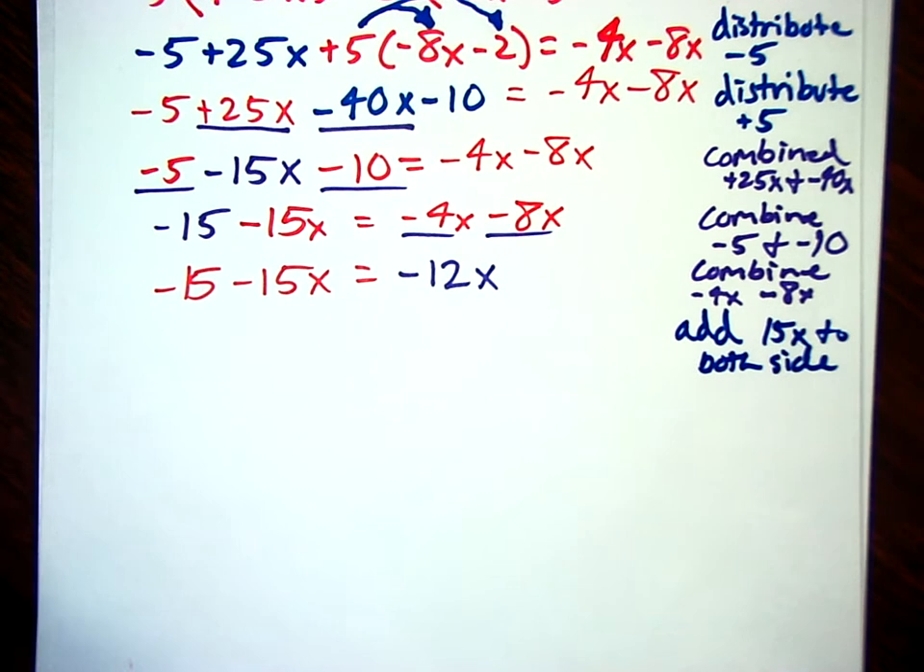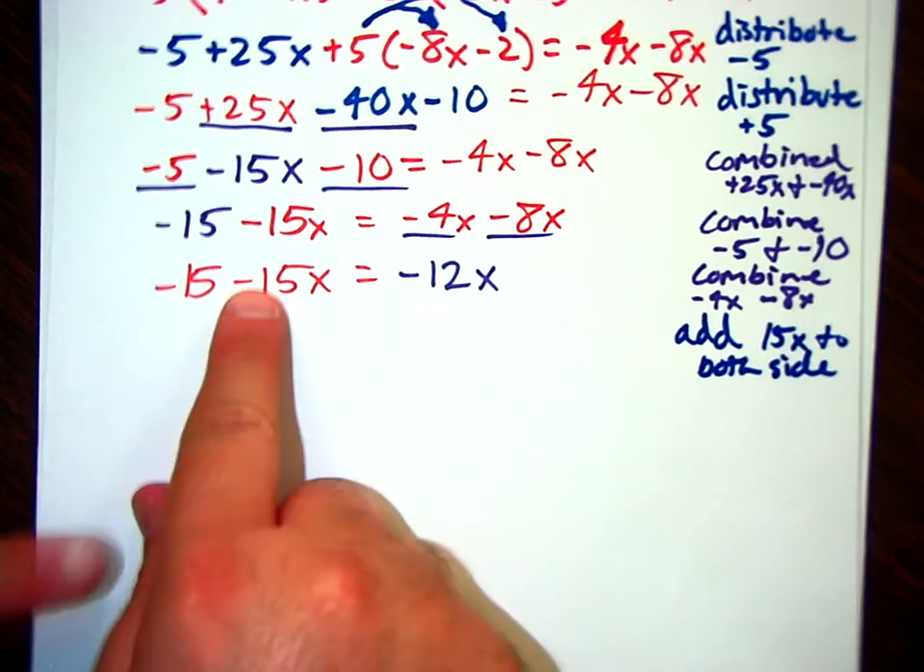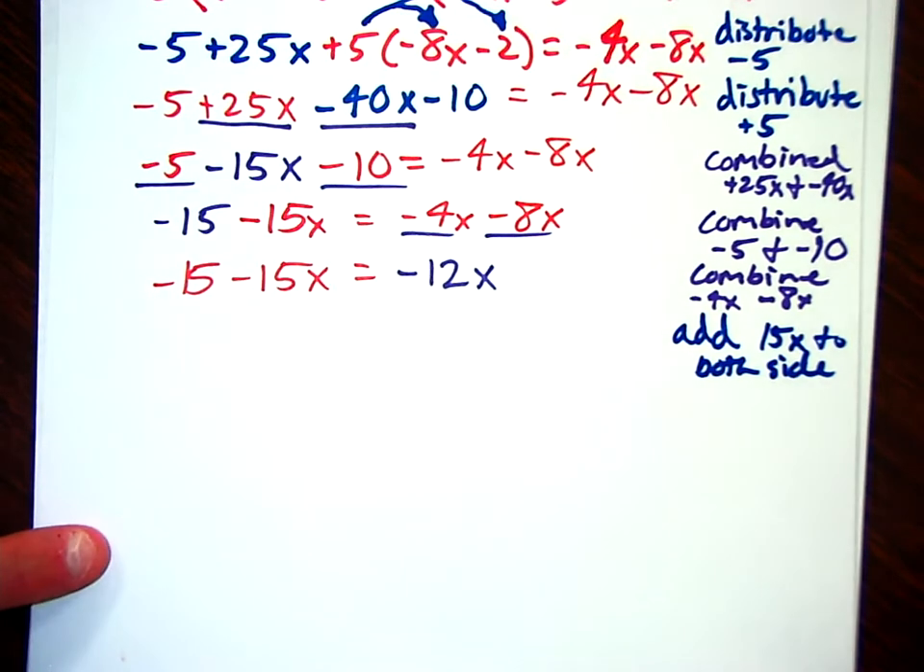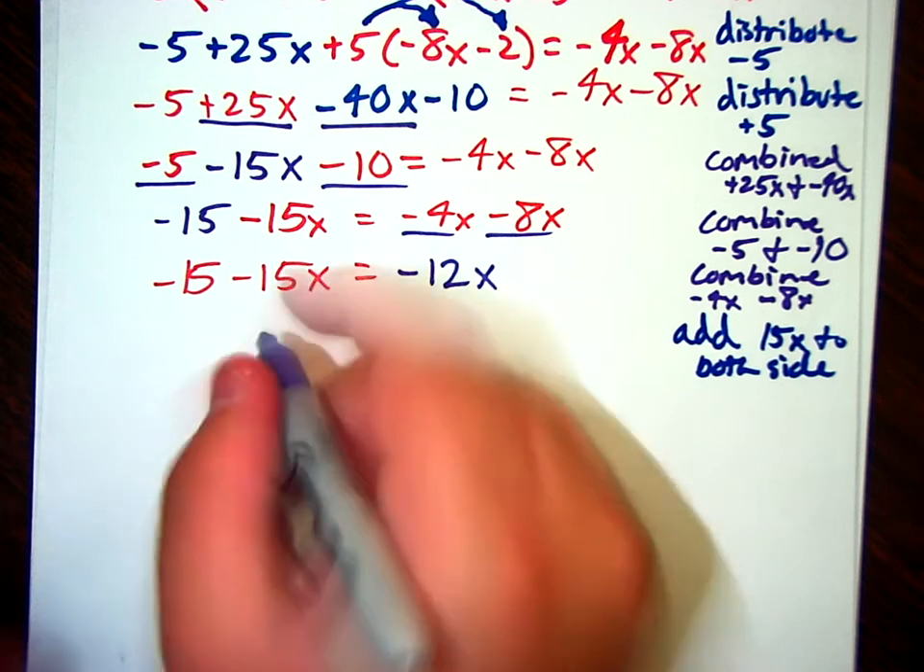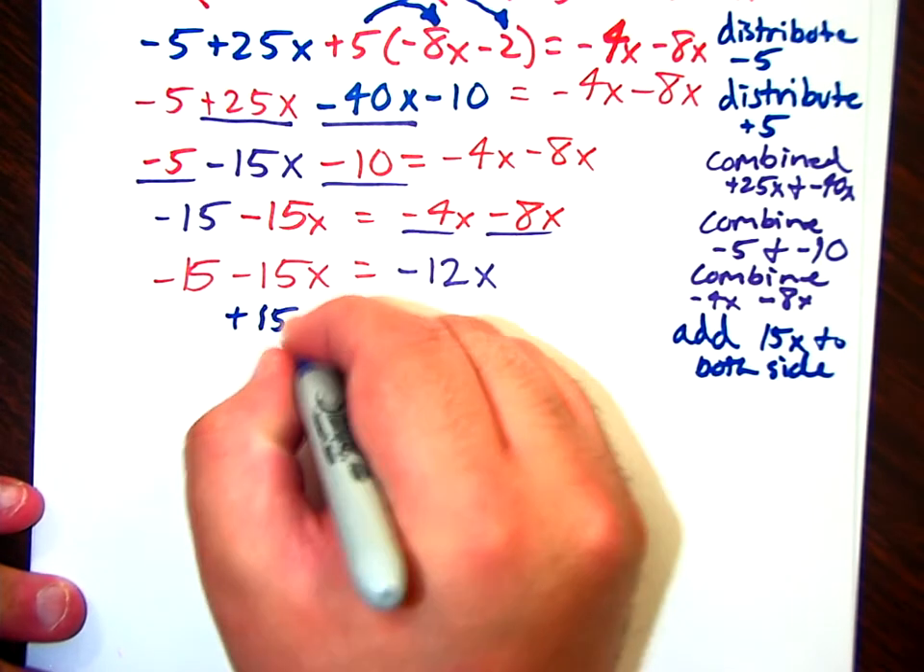And why are we adding to both sides? Because anything we do on the left side, we have to do on the right at this point. Everything we do from now on, we move things from here over here or backwards, okay? We have to do the same thing to both sides. All right, so we're going to have to add 15x to both sides.